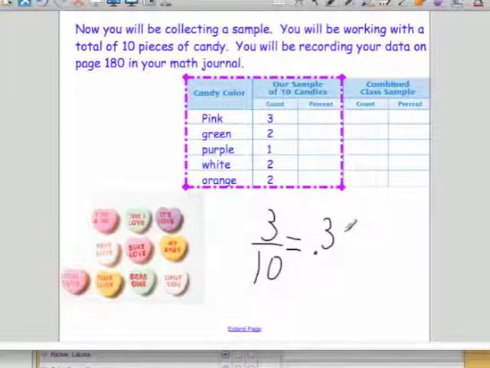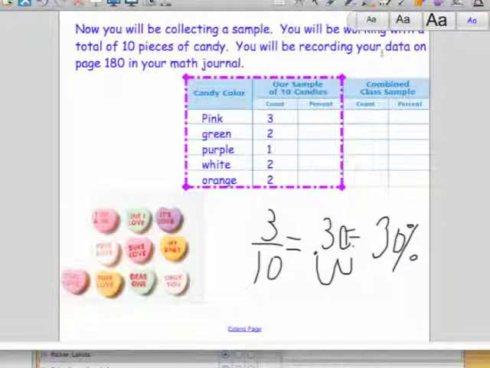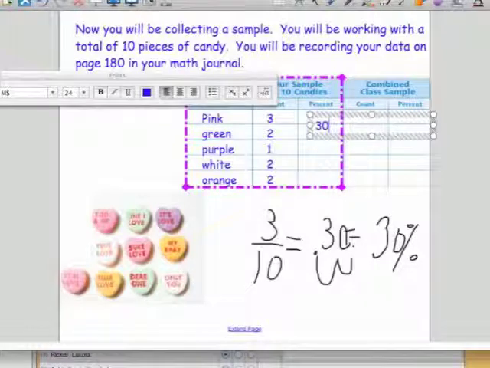Okay, and then we're going to need to turn that into a percent. And remember, to turn a decimal into percent, you can just multiply it by 100, or you can move the decimal point twice. So if I move it once, twice, and put it here, I can then fill in this hole with a 0, and it's going to become 30%. So up here where it says percent, I'm going to type in 30%.